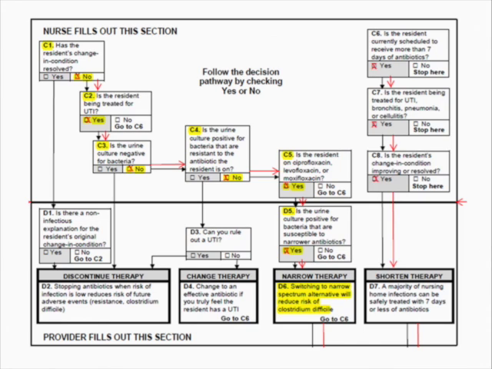Is the resident being treated for a UTI? Here, of course, the answer is yes, which leads us to C3. Is the urine culture negative for bacteria? In our scenario, there was bacteria that was resistant to Macrobid, so we answer no, the culture was not negative for bacteria. The arrows direct us to box C4.